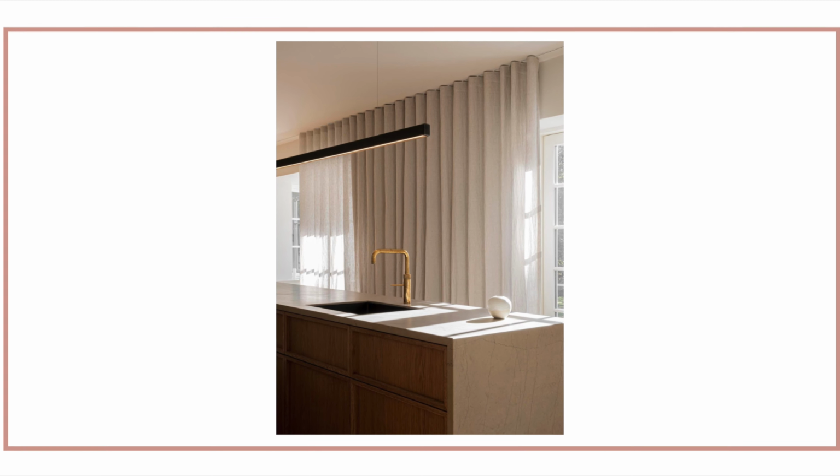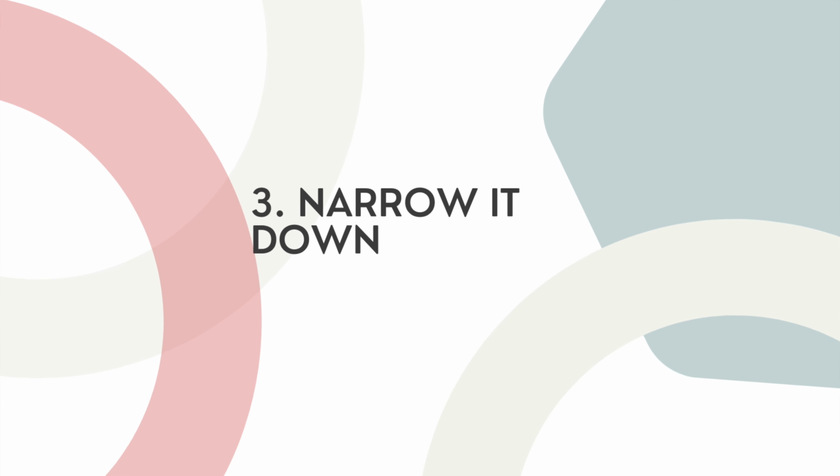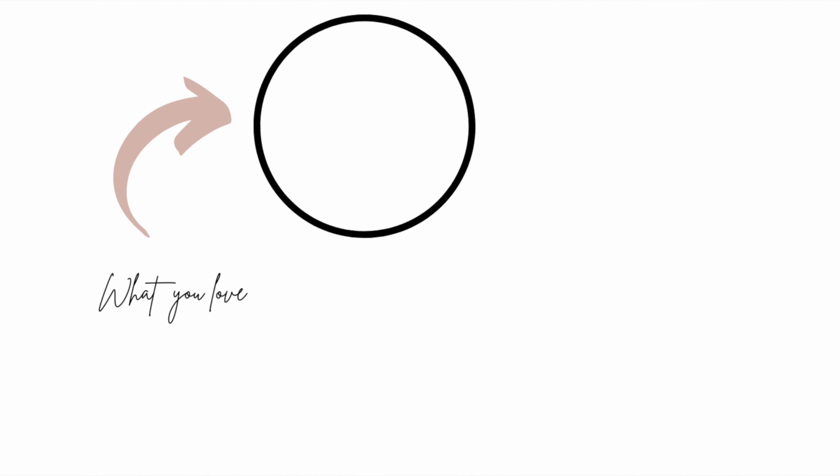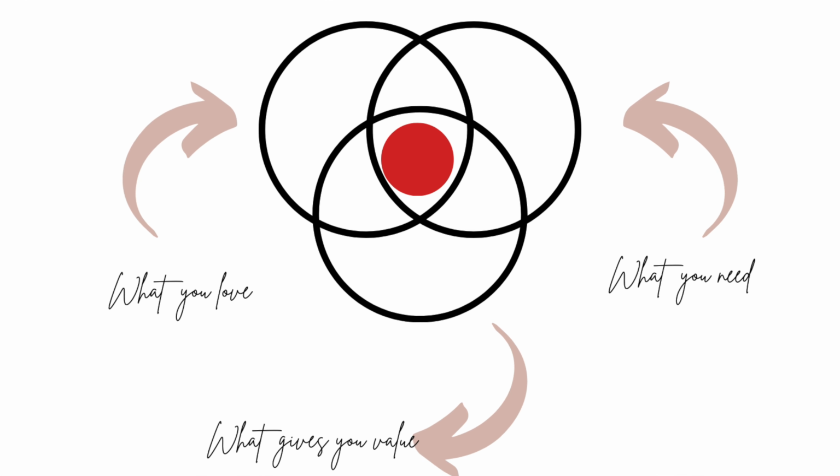Now, let us refer back to that list that you made earlier. I want you to ask yourself the following questions. 1. Which do you love? 2. Which do you need? And 3. Which provide practicality and value to you and your family? The goal is to narrow down this list so that you see what is in the sweet spot, the intersection.